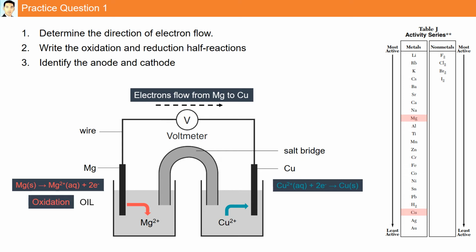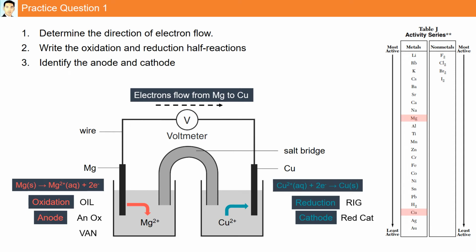An OIL RIG tells us it's oxidation if it's losing electrons. RIG means it's gaining electrons, reduction. We can go ahead and identify the anode. AN OX, the anode is where oxidation takes place. And RED CAT, the cathode is where the reduction takes place. We can add more information: in a voltaic cell, VAN, the anode is negative, therefore the cathode must be positive. Just an additional piece of information.